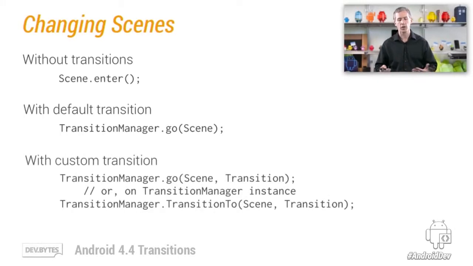Or you can run it with a custom transition. You can say, okay, I've defined this lovely transition that I want to use when I'm going between this particular scene combination, and now go ahead and transition using one of the transition to or the go methods in the transition manager, and it will actually load that new scene and then run your custom transition along the way.